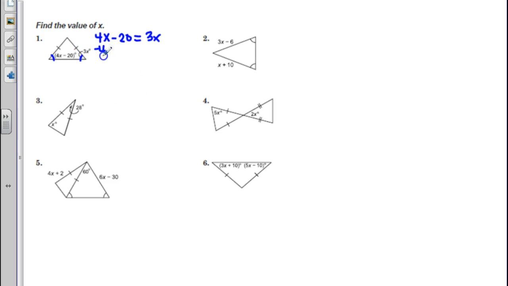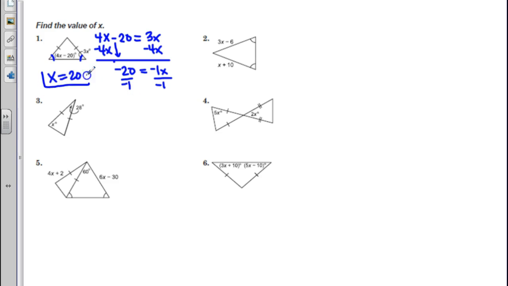So I'm going to go ahead and subtract 4x from both sides to get it away from this negative 20. And so that's going to leave me a negative 20. Make sure you take that sign that's in front of the number. It's attached with that 20 for now. 3x minus 4x gives me a negative 1x, and I want to solve for x. I'm going to divide both sides by negative 1, so I see that x is 20.